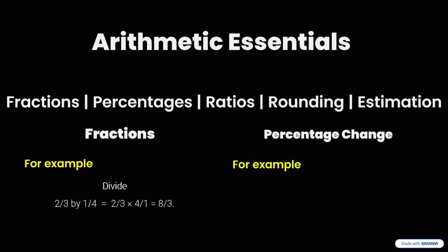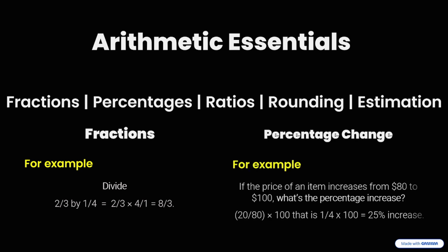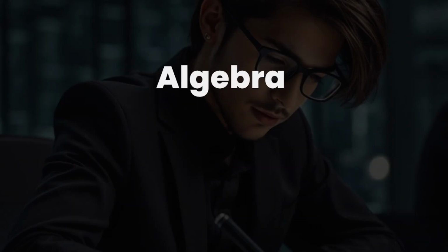Another classic is the percentage change. For example, if the price of an item increases from $80 to $100, what's the percentage increase? You take the difference, which is 20, divide by the original amount, which is 80, and multiply by 100. So 20 divided by 80 times 100, that is 1 over 4 times 100, and this is going to give you 25% increase.